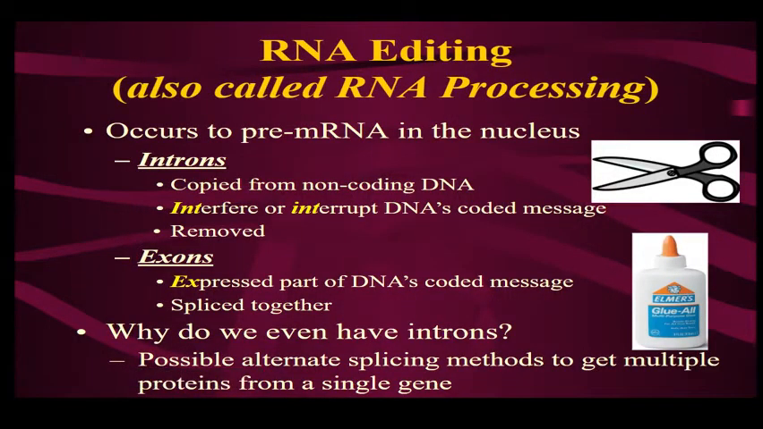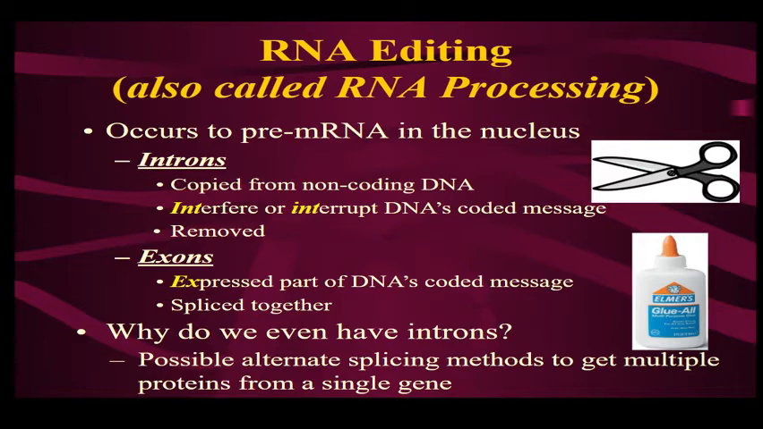After transcription, after we have the pre-mRNA or the primary RNA transcript, the next step is the editing step, which is also called RNA processing. This also occurs in the nucleus, and it's what has to happen to the pre-mRNA before it's able to leave. So we first have these introns. The introns in the pre-mRNA sequence are copied from non-coding DNA. Think of these as interfering or interrupting DNA's coded message. And because they're getting in the way, they have to be removed or cut out.